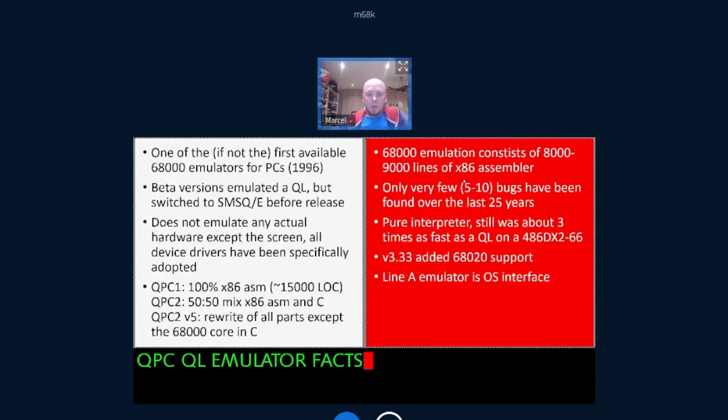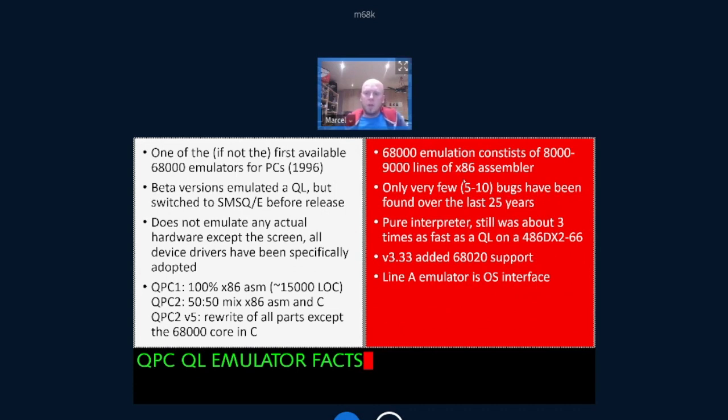A few words about my emulator QPC. It's one, if not the first, available commercial 68000 emulator for PCs. It was released in 1996. The first version emulated a real QL, but I had very limited processor power to work with back then.